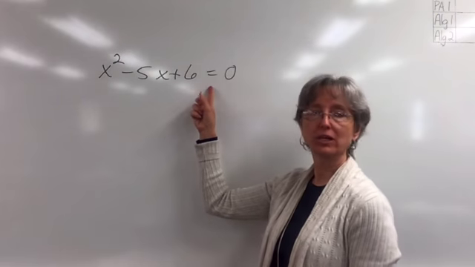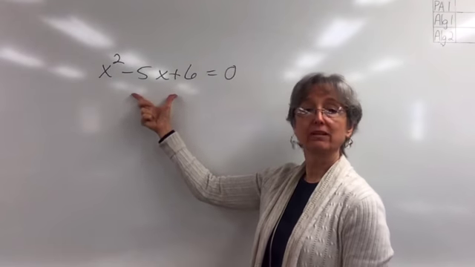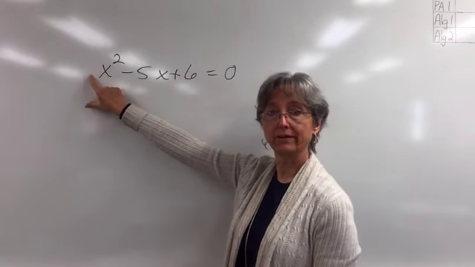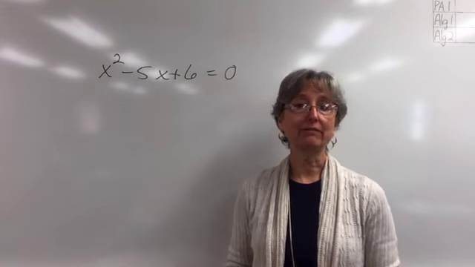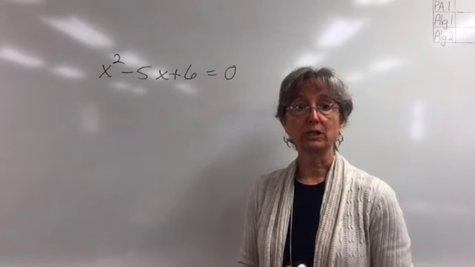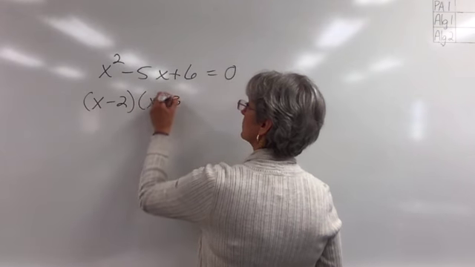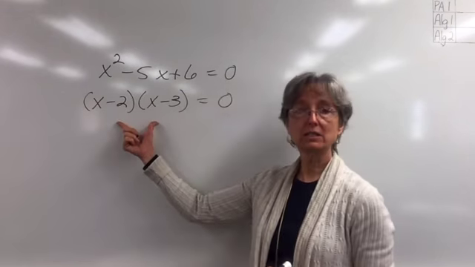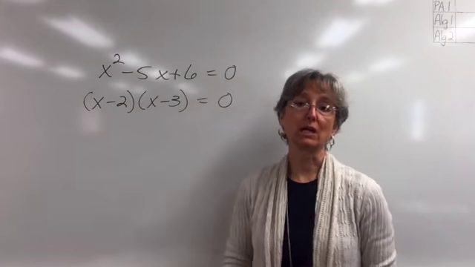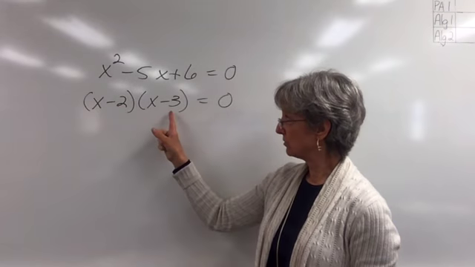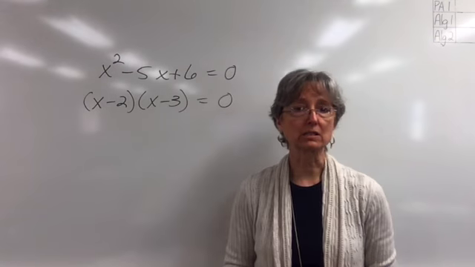So first, make sure that your equation is set equal to 0. You don't need to move anything over, and this one is. And then factor this, because this is a 1. All you need to do is find two numbers that multiply to be 6 and add up to be negative 5. That would be negative 2 and negative 3. So that means this is going to be x minus 2 times x minus 3 equals 0. This is this factored. Negative 2 plus negative 3 is negative 5, and negative 2 times negative 3 is positive 6.